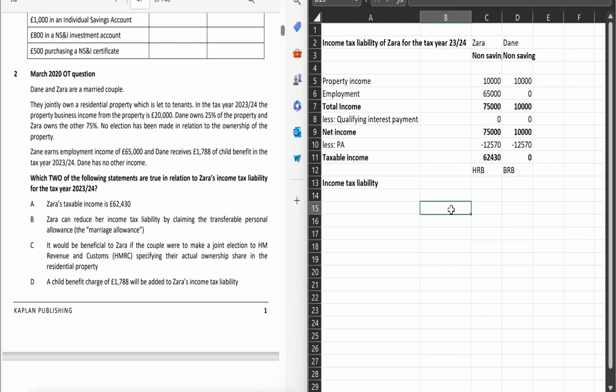In our case, I hope you know how to calculate adjusted net income. We will simply take our net income and deduct any donation amount to a UK charity or gross personal pension contribution. In our case, there is no such item. So our adjusted net income is 75,000, which is above 60,000. So in that case, whatever amount is received, it's 1788, the taxable charge will arise on the amount received from the tax department. Okay, so this is correct. So options A and D seem to be correct.